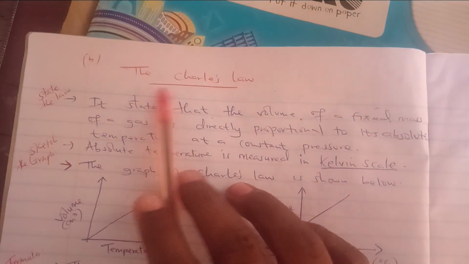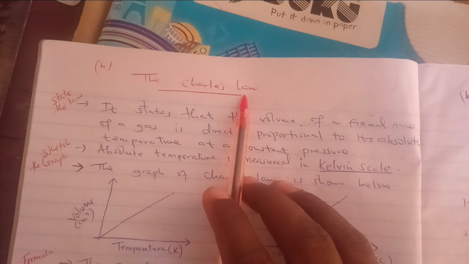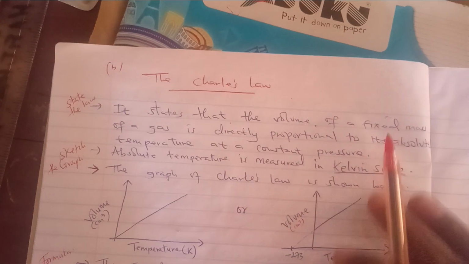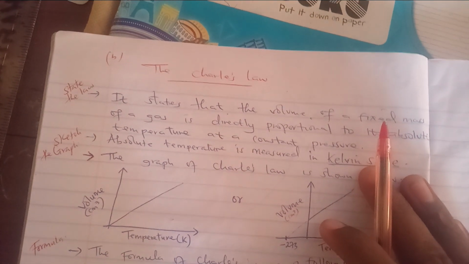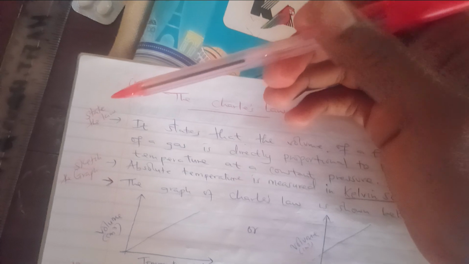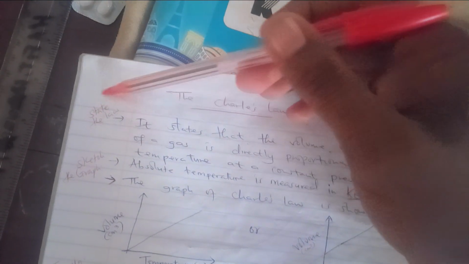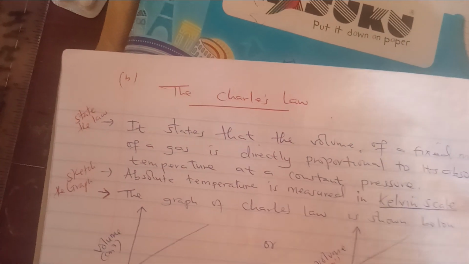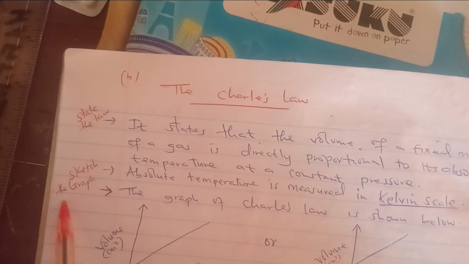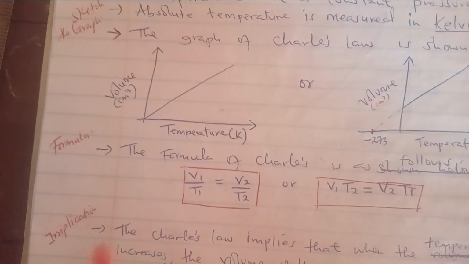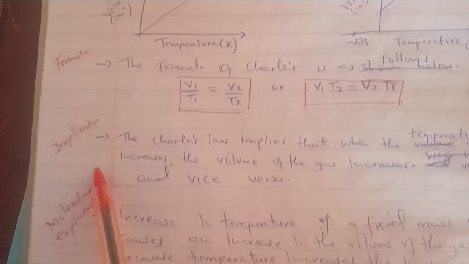Now today we are going to look at Charles' law. The same way we said Boyle's law has important parts, Charles' law also has some important parts that you should know. Number one is stating the gas law, how to state it when you are told to define or state Charles' law. Then another important part is the graph. How does the graph of Charles' law look like? Then also the formula of Charles' law, implication of Charles' law, and the molecular explanation of Charles' law.